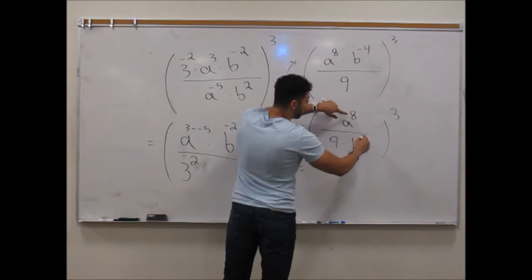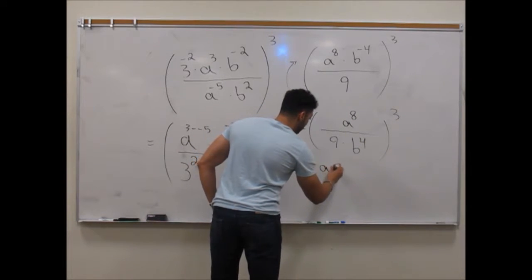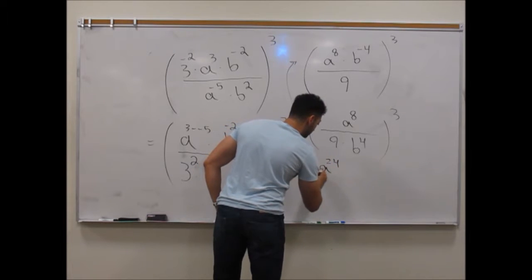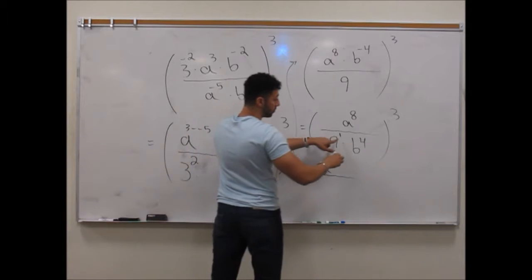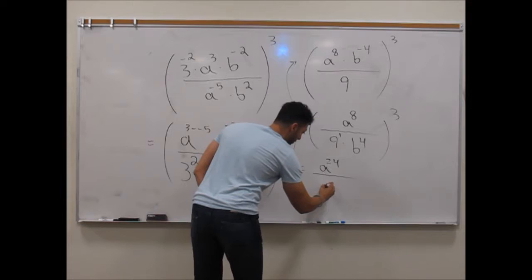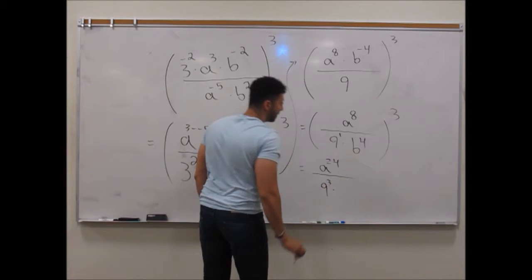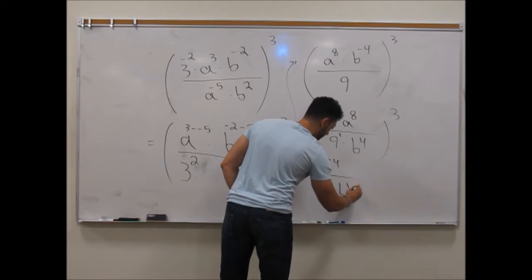So power to a power law, 8 times 3 would be 24, so we get A to the 24 on top. There's a 1 here on the 9, so the power on the 9 is 1 and it's going to get multiplied by the power we're raising it to. That would be 9 to the 3rd power. And then 4 times 3, that would be B to the 12.